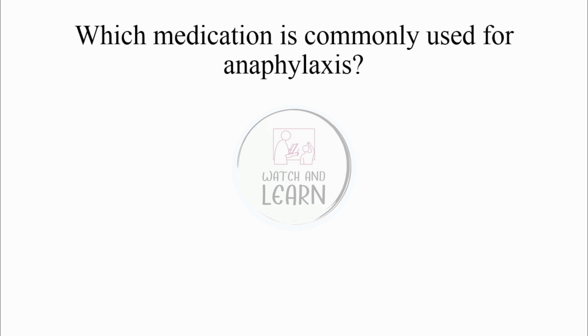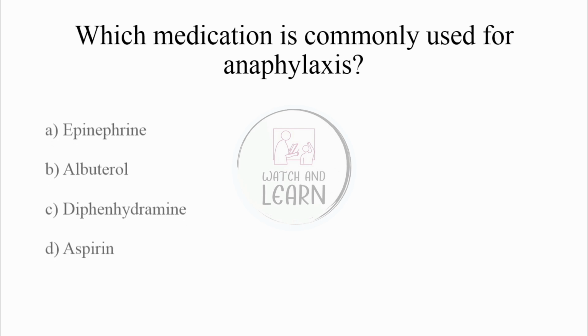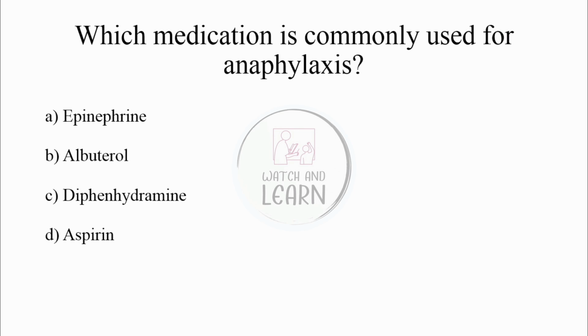Which medication is commonly used for anaphylaxis? Options are option A, epinephrine, option B, albuterol, option C, diphenhydramine, option D, aspirin. The right answer is answer A, epinephrine.